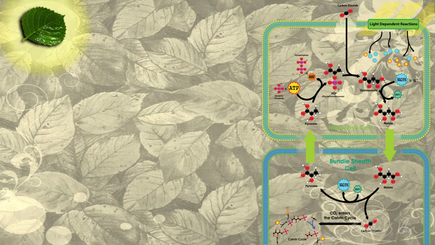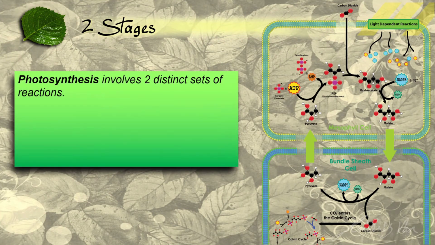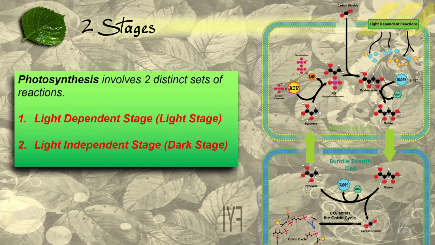So this slide is more for your info. Photosynthesis involves two distinct sets of reactions, the light dependent stage as well as the light independent stage. The first stage, of course, requires light. Second stage, light is not involved. And like I said, this slide is really more for your info.